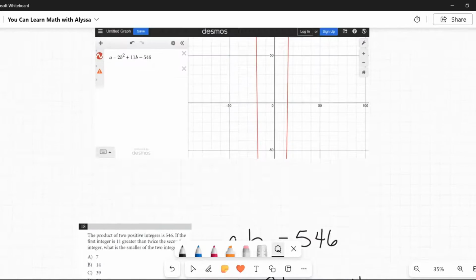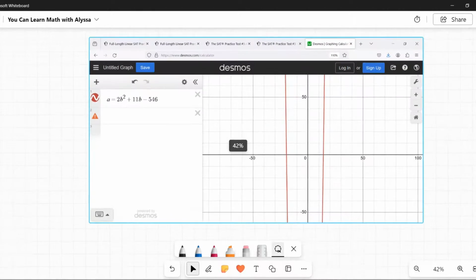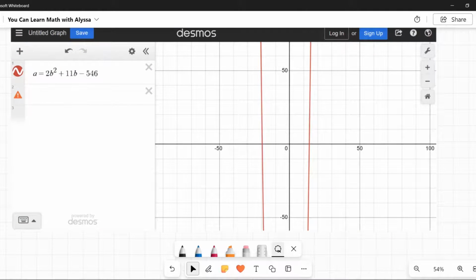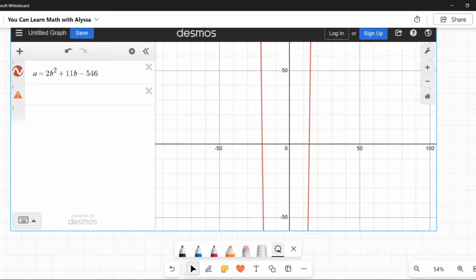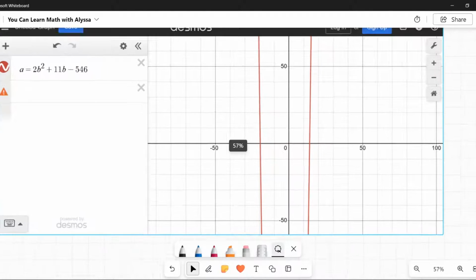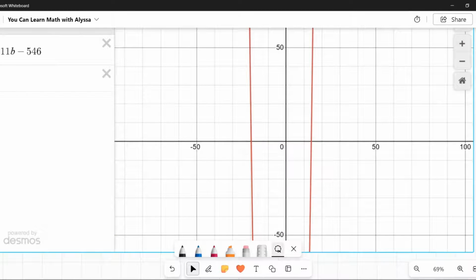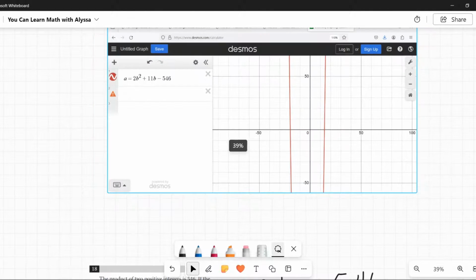So I went to Desmos and I typed this in, where I have y equals 2B squared plus 11B minus 546. And it's zoomed in here. It is a parabola with the vertex way down below. But as you can see, there are 2 points where it crosses the x-axis. That's what you're looking for. Those are the solutions to this.